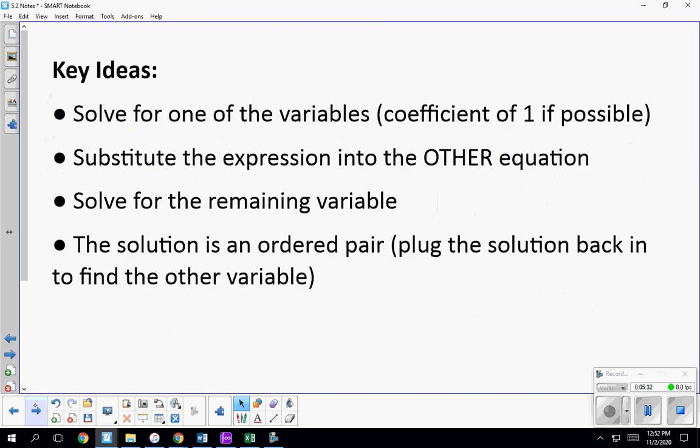So our key ideas, before we can begin, we have to make sure that we solve for one of the variables. We have to have a variable by itself. And then we're going to substitute it into the other equation. And then we're always going to solve for the remaining variable because our answer is an ordered pair.